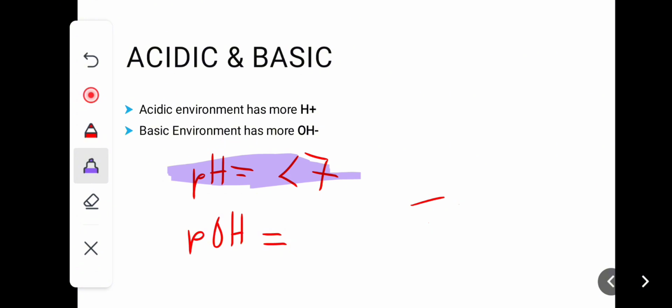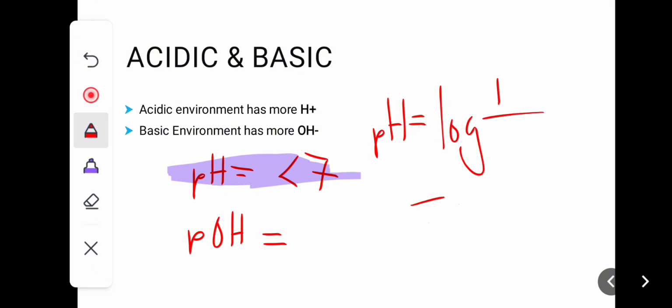So this one on top, the pH, is the inverse of the concentration. So to find it, you say pH is equal to the log of 1 over the concentration of H. Something like this.